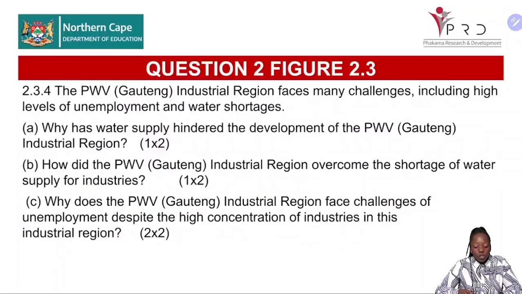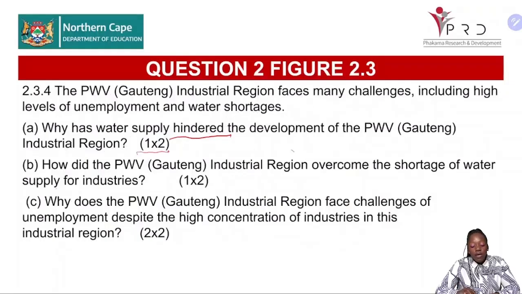Your next question will be your 2.3.4. The PWV Gauteng industrial region faces many challenges, including the high levels of unemployment and water shortages. Remember, this was also included in the extract. Then number A, why has water supply hindered the development of the PWV industrial region? So 1 times 2 means it is one answer that will give you 2 marks.